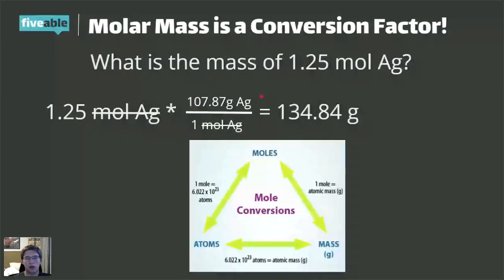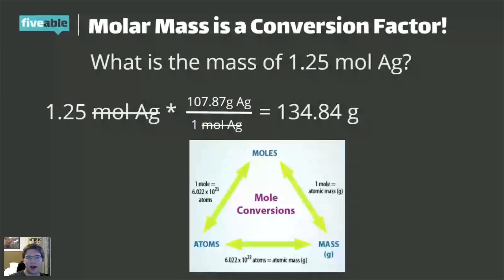Right, so molar mass really, at the bottom of it, is a conversion factor. If we're talking about the mass of 1.25 moles of silver, we can just use the molar mass of silver as the conversion factor to find the number of grams. And that's the same concept as when before we used Avogadro's number to convert between moles and atoms.